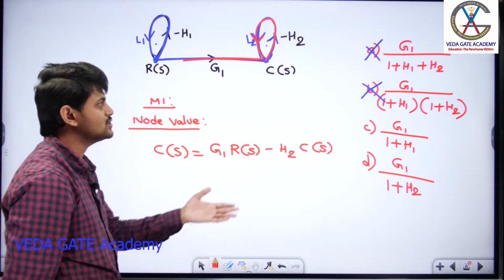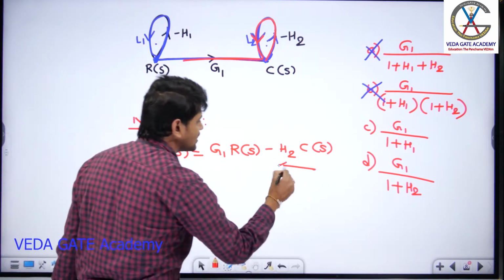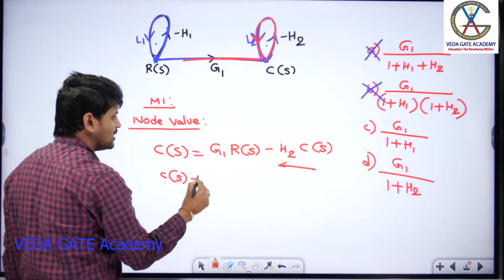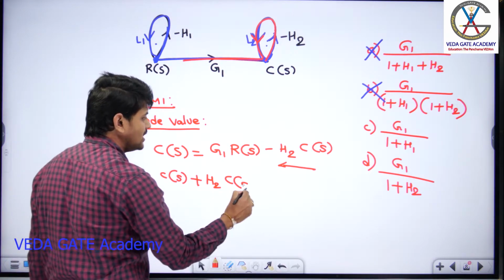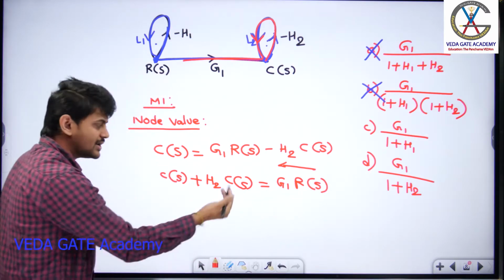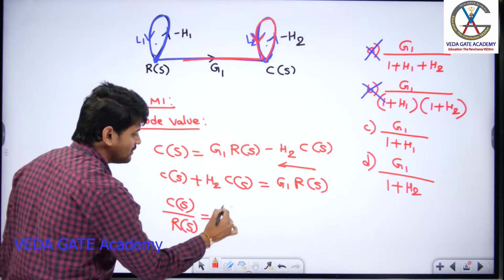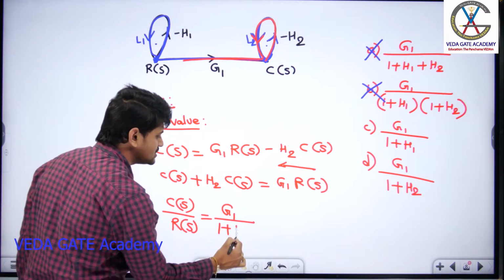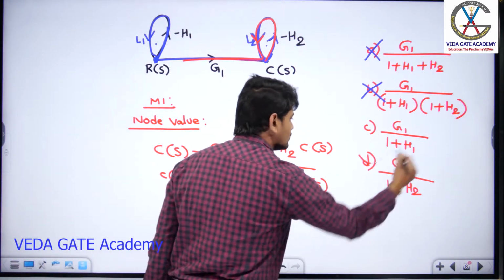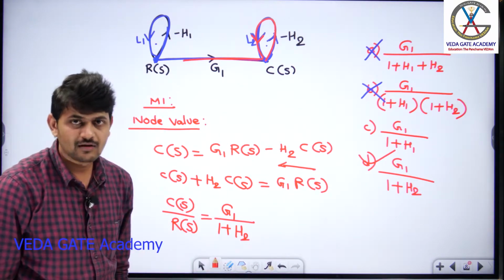Now do the simplification so that you can get the value of C of S by R of S. If I take the second term to the left hand side, what do you get? C of S plus H2 into C of S is equal to G1 into R of S. Now take C of S as common and take the ratio of C of S by R of S. What is the answer you get, guys? G1 divided by 1 plus H2 is the correct answer for this particular question. G1 divided by 1 plus H2. This is one method of solving.